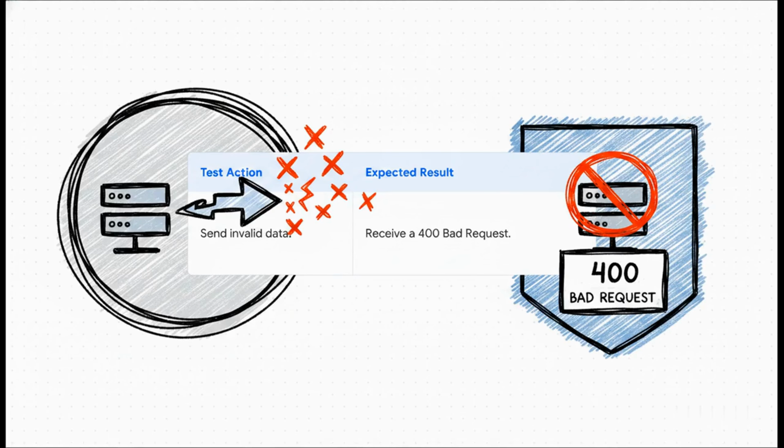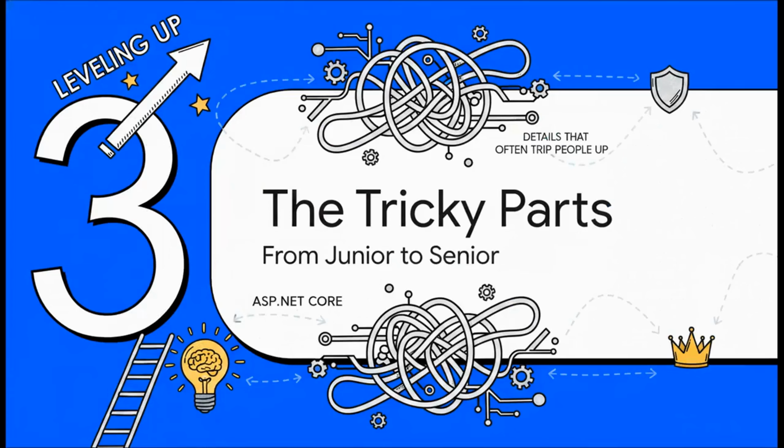The crucial part is to then check that the API rejects it with a 400 bad request. This is the only way to prove that your model validation is actually switched on and protecting your system. Okay, we've covered the core 3. If you have those down, you're already doing great.